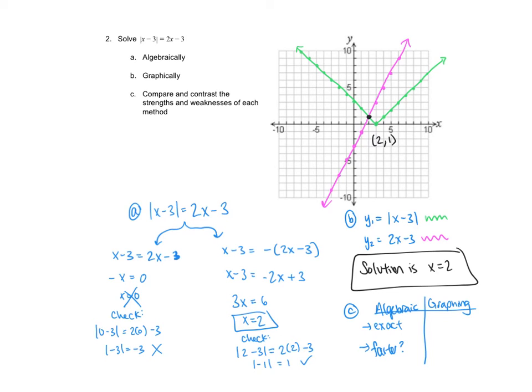And with graphing, it's a lot more visual. You can see the number of solutions. And finally, it's not necessarily exact. Again, if it did not meet at an exact point, you would have to estimate, whereas algebraically, you would find the exact point.